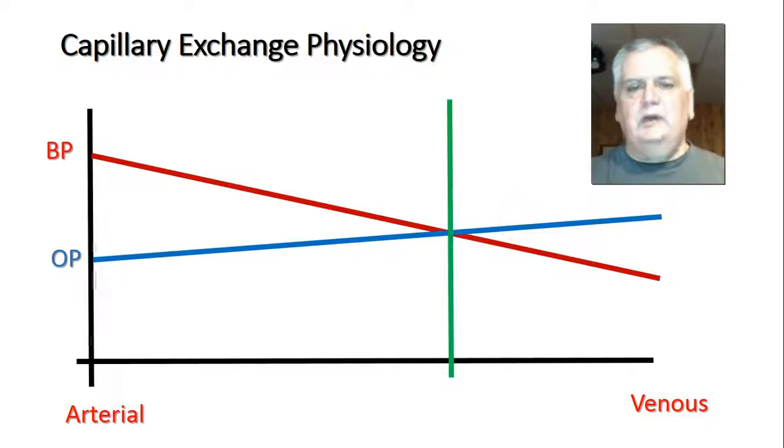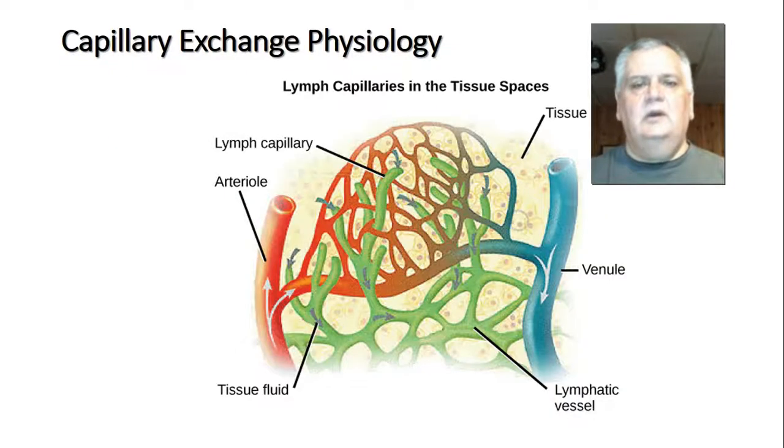So what happens to that extra water? How does it get recovered? The answer to that question is the lymph capillaries. These lymph capillaries that we find spread in and among the capillary beds are going to recover that excess water and help to keep the tissues with the right amount of water in them and keep edema from occurring.